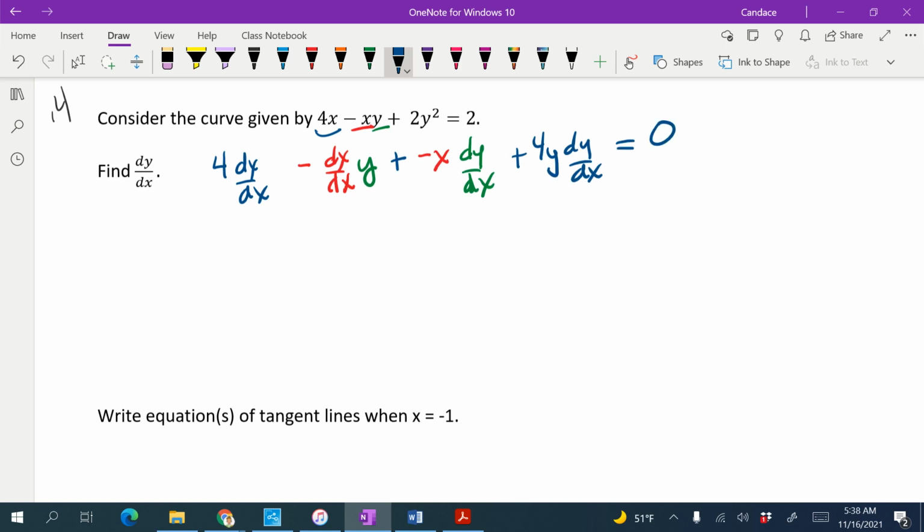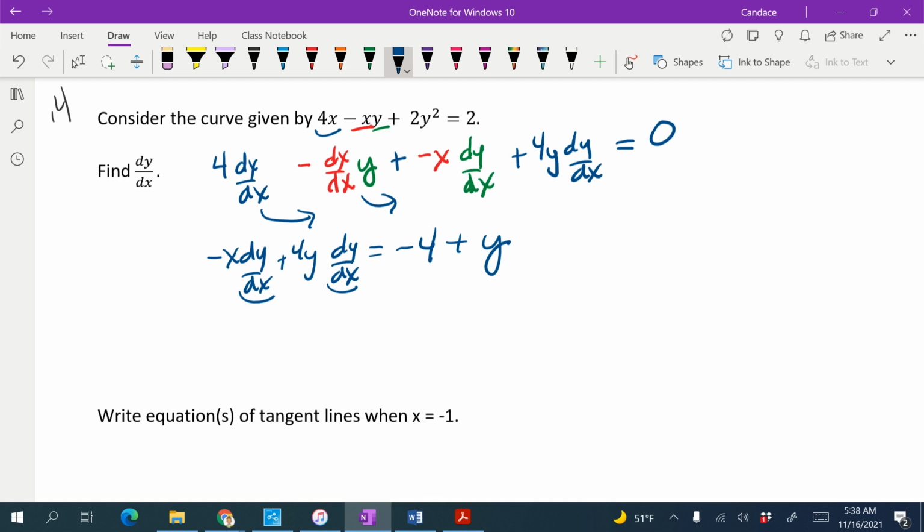So now we're going to collect all of our dx's on the right and the dy/dx's on the left. As I move the dx/dx's, I'm going to change them into 1. So this is going to be negative 4, and this one's going to be positive y. And then I'm keeping the dy/dx's on the left side, so negative x dy/dx plus 4y dy/dx. And then we're going to factor out the dy/dx. And we're left with negative x plus 4y equals negative 4 plus y.